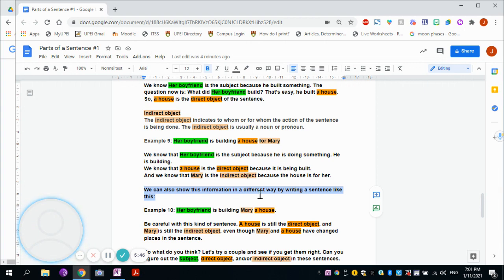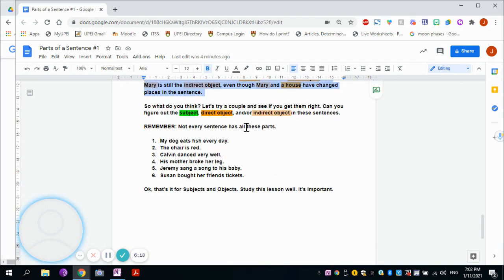We can also show this information in a different way by writing a sentence like this. Example 10. Her boyfriend is building Mary a house. Be careful with this kind of sentence, though. A house is still the direct object, and Mary is still the indirect object, even though Mary and a house have changed places in the sentence.